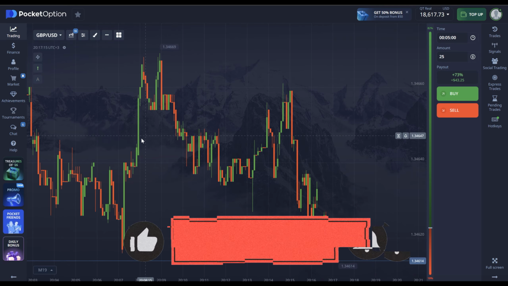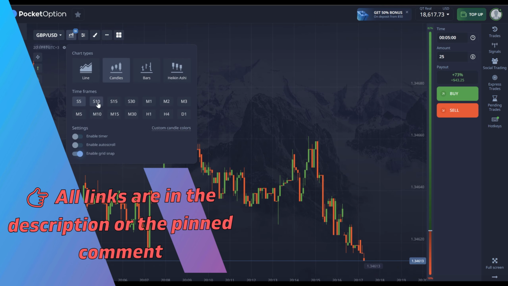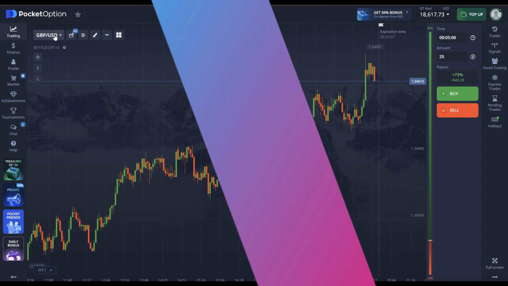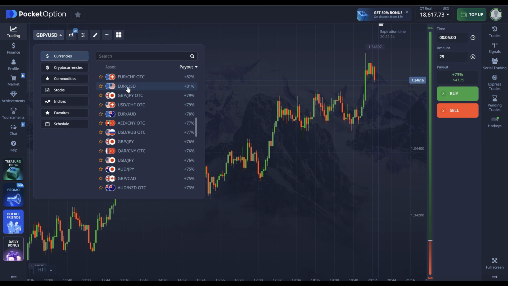The trading will be based on support and resistance levels. Let me switch to a 3-minute time frame. Let's see what's happening in the market, where we can open trades, and where we can potentially make a profit.